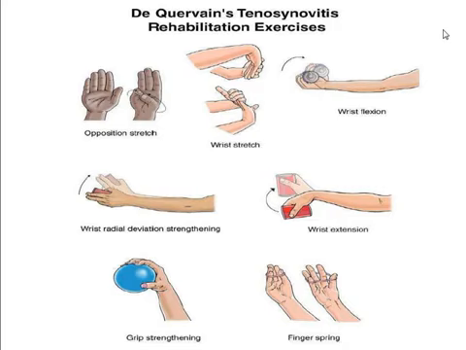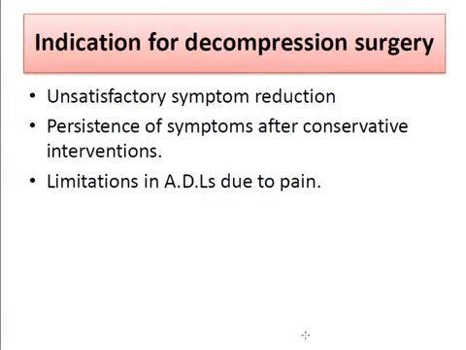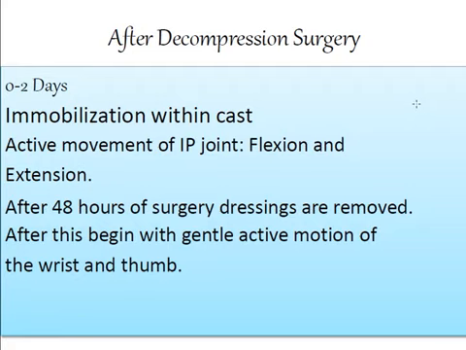pain-free tendon gliding. So these are the rehabilitation exercises: opposition stretches, wrist stretches, wrist flexions, wrist radial deviations, wrist extensions, gripping exercises. You can use nerve balls, finger stripping. Decompression surgery has to be indicated if there is, as I told you, unsatisfactory symptom reduction. Then after surgery, the post-surgical care is usually limited.